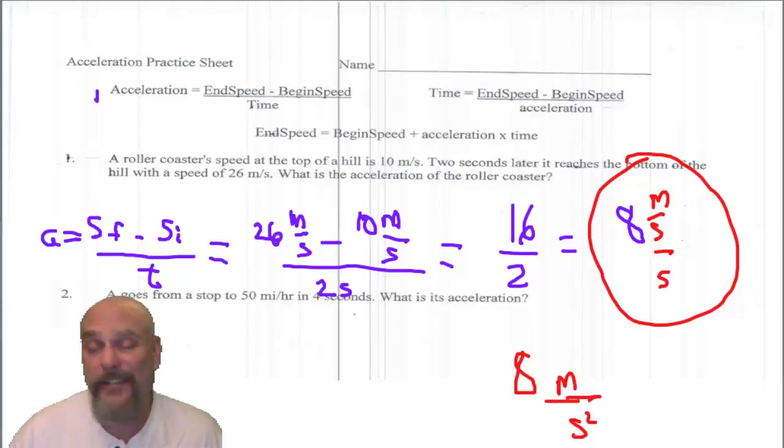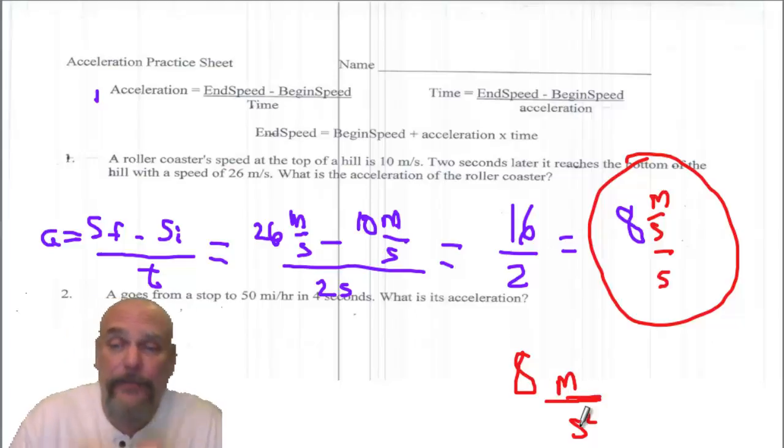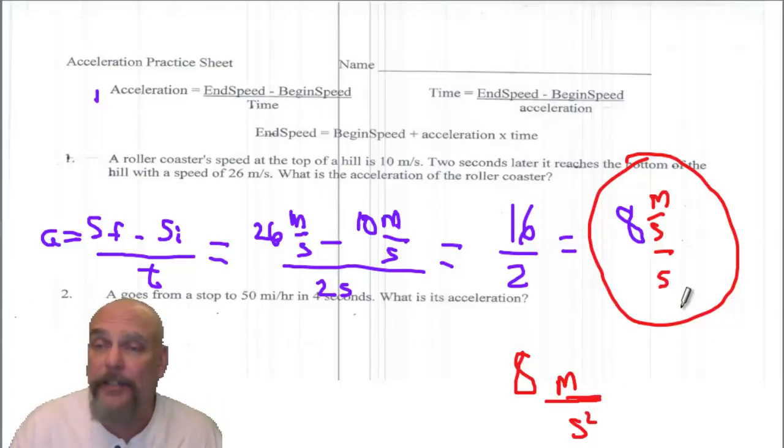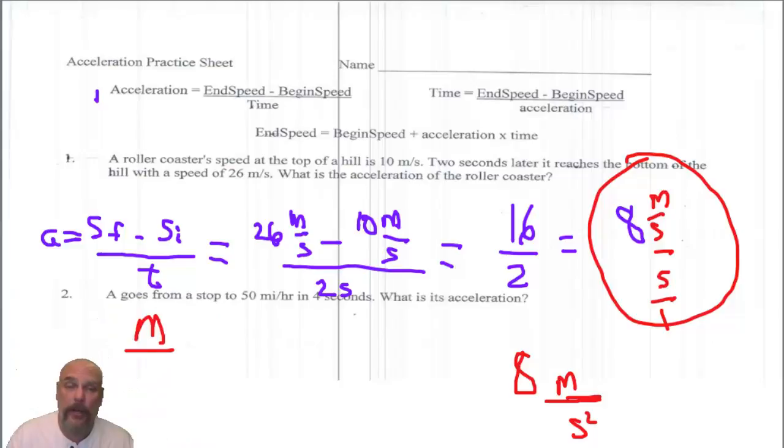I know it looks really weird. It's 8 meters per second squared, and that's because, if you're a math person, you might get this. If you're not really that into math, you might not get this. But what it is that seconds is really seconds divided by 1. So it's meters per second divided by seconds per 1. And if you remember how to divide fractions, what you do is you multiply by the reciprocal. So it's meters per second times the reciprocal of s over 1, which is 1 over s. And again, if you don't understand this, please don't panic. It's not really necessary for you to understand. This would be for a higher math level student.